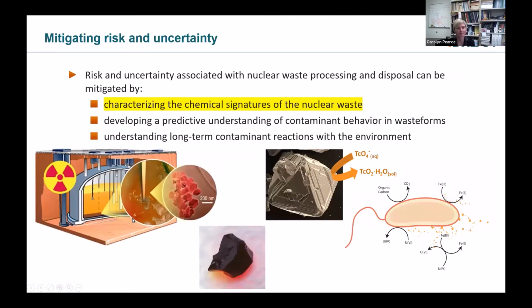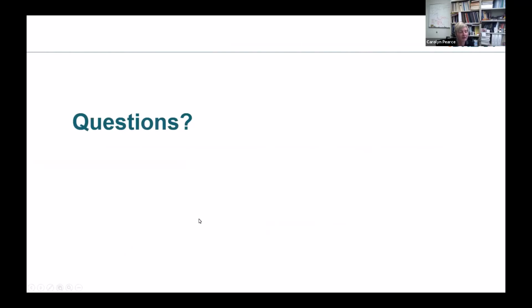And so to help mitigate some of that uncertainty, one way to do that is to characterize the chemistry of these wastes and really understand them in a predictive fashion. And that's what I'm going to spend the meat of the talk discussing with you. So before I get into that, I'll just pause and see if there are any questions.